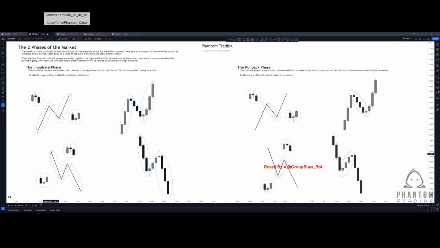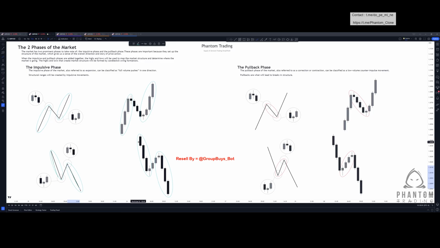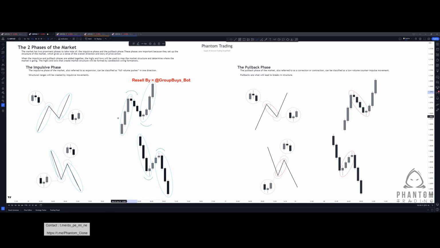Now, conversely, if we look at the sell side of things, we can see that we have full volume pushes to the downside, indicated in these blue ellipses. And similarly on candlesticks, we can see that we have full bodied bearish candles moving to the downside. And what we can also see is that we have market swing points that denote these shifts, a clear indication of the impulsive phase.